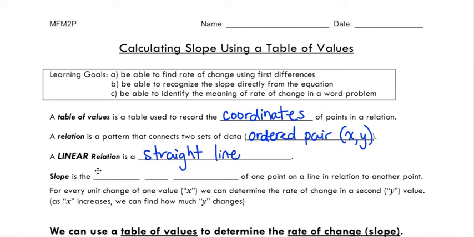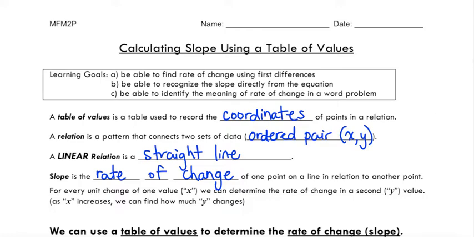And slope is the rate of change of one point on a line in relation to another point. So we look at, for every unit change of one value, which is the x, we can determine the rate of change in the second value, which is the y. So as x increases, we can find out how much y changes.